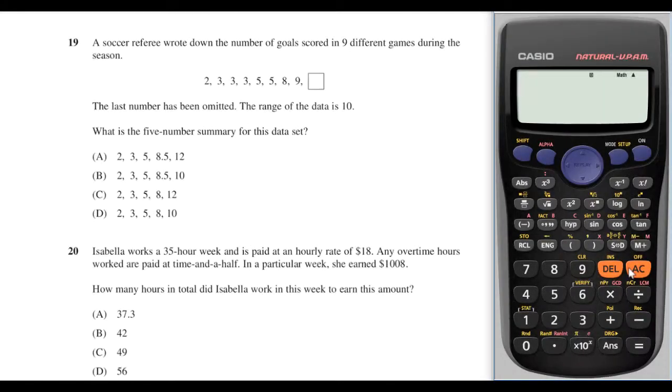Question 19. If the range of the dataset is 10 and the minimum value is 2, then the maximum value must be 2 plus 10, which is 12. The median is the middle value, which is 5, and the quartiles are here and here. This gives us a 5-number summary of 2, 3, 5, 8.5 and 12.